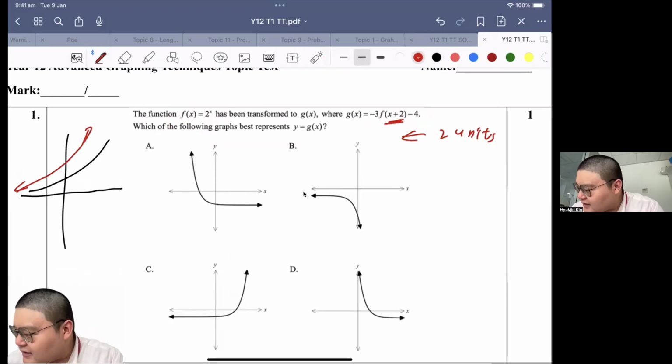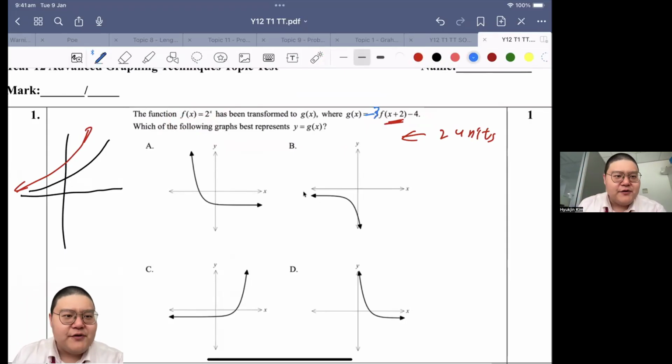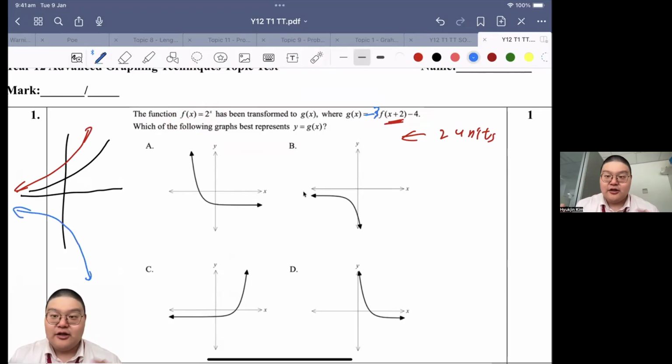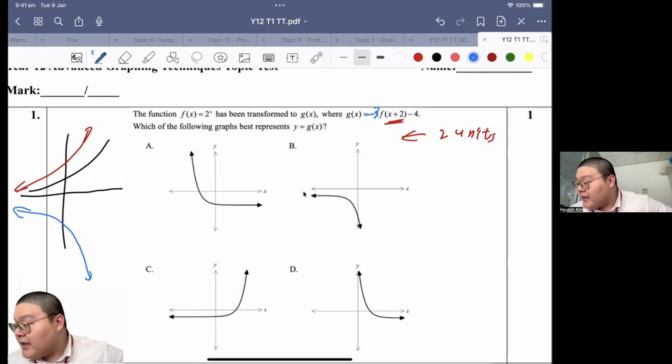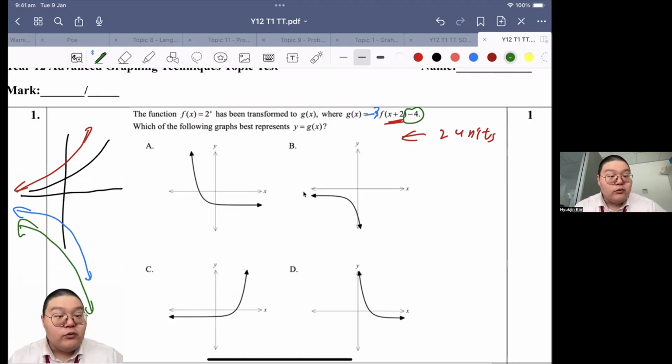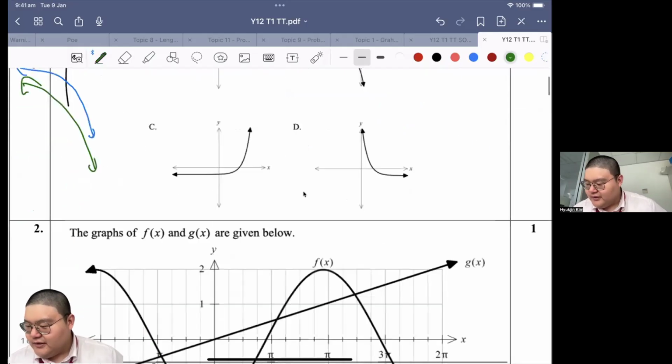And then what happens after is that it gets multiplied by -3. What happens if it gets multiplied by a negative number? It flips downwards, and then it gets even bigger because of the -3, yeah? I actually don't care about the coordinates right now. And then it gets moved down by 4, so it goes down 4 again. The only possible option where it is represented like that is B. So we're done. Happy. Okay, let's move on.